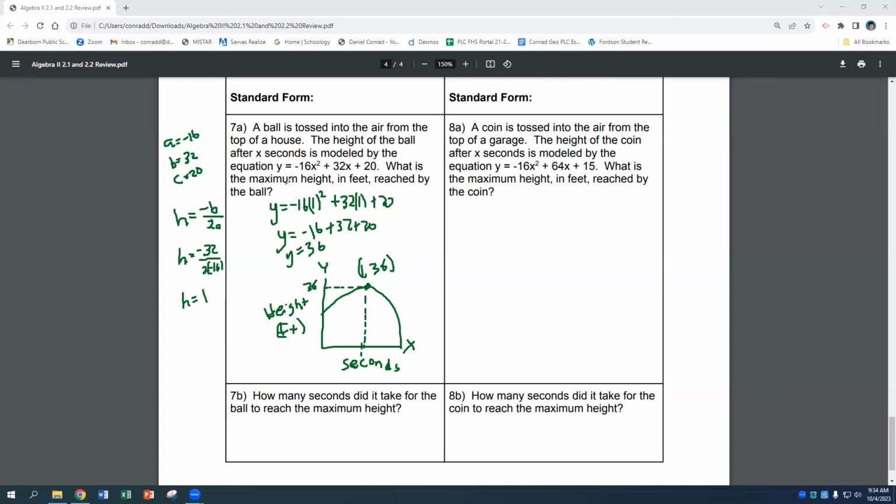Okay, so what is the maximum height the ball reached? The maximum height the ball reached was 36 feet. Okay, and how many seconds did it take for the ball to reach its maximum height? It took 1 second. Right, it took 1 second for the ball to reach its maximum height of 36 feet.